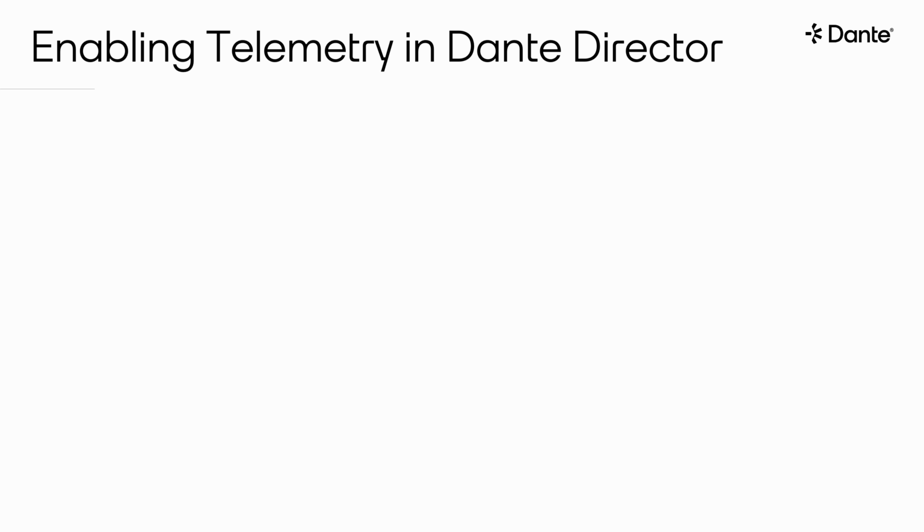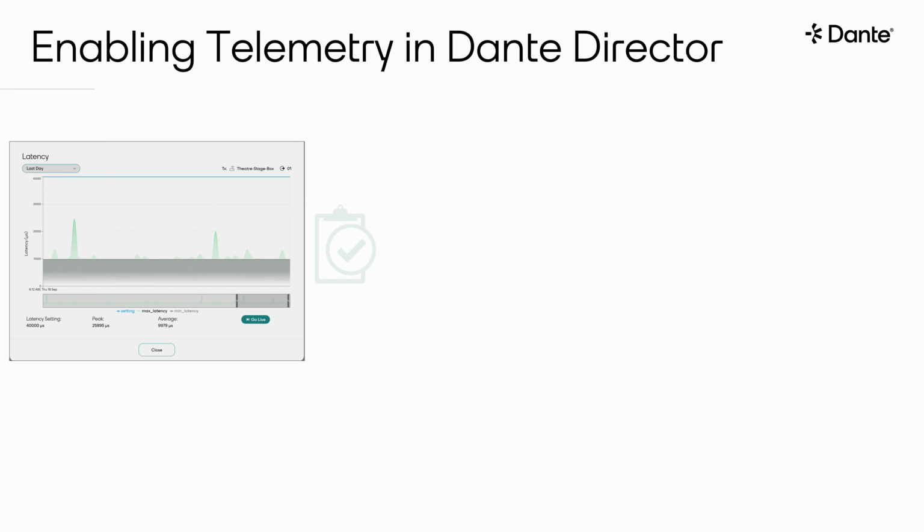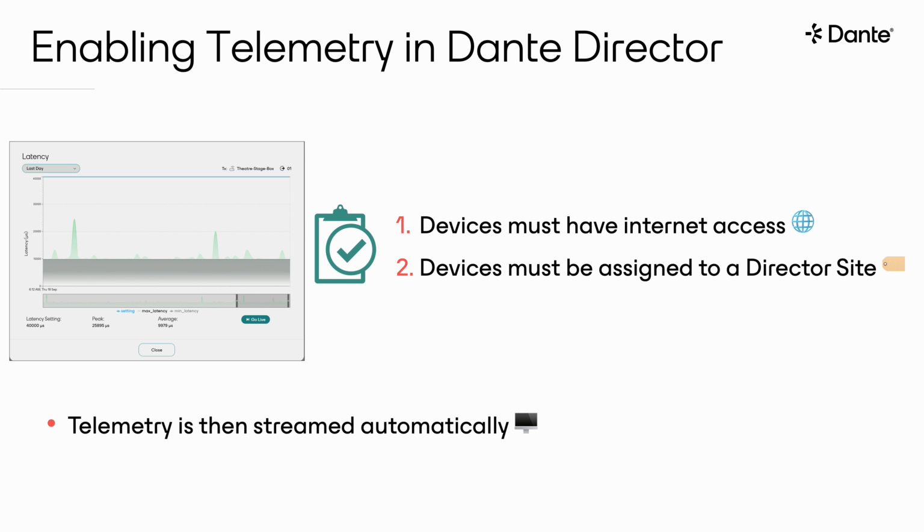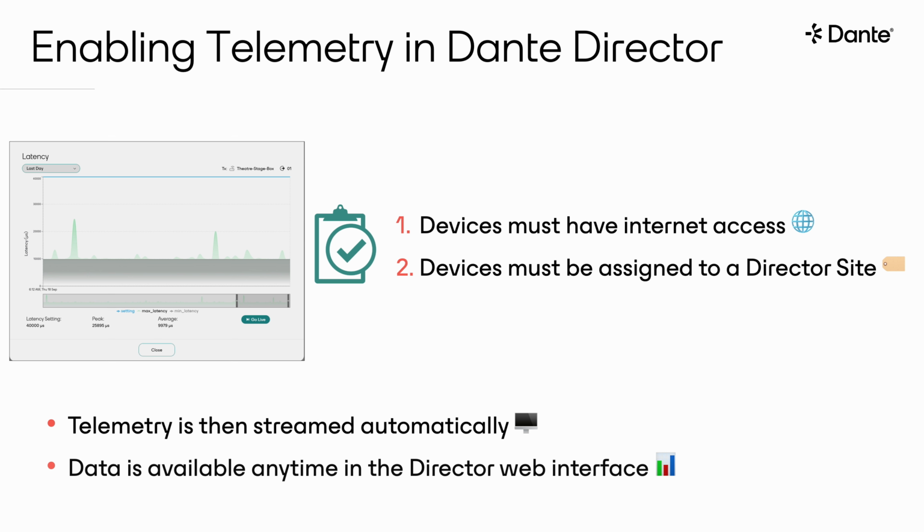To take advantage of these new telemetry features, your network needs to meet two simple conditions. First, it needs internet access, and second, your Dante devices need to be enrolled into a Dante Director site. Once those are in place, devices will start streaming telemetry data directly back to Dante Director, where it can be analyzed and reviewed whenever you need it. Let's see how this works in practice.